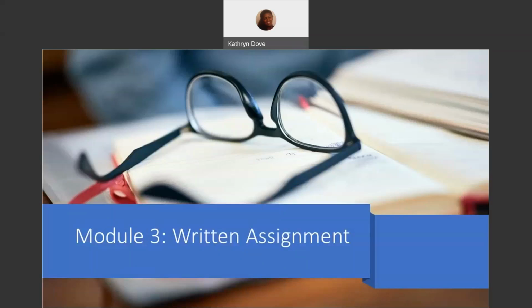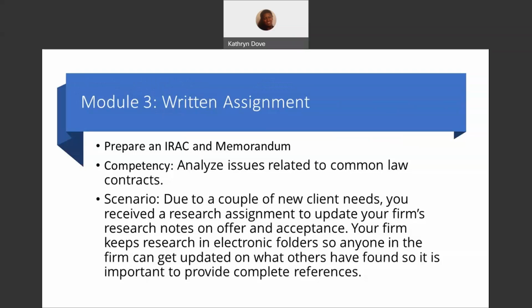Let's talk a little bit more about your assignments. So your written assignment this week is going to ask you to analyze issues related to the common law of contracts. In our scenario, due to a couple of new clients, your firm wants to update its research notes on offer and acceptance that are kept in electronic folders. So you have a couple of new clients who have contracts issues, and everyone in the firm wants to be updated on the recent law of offer and acceptance.